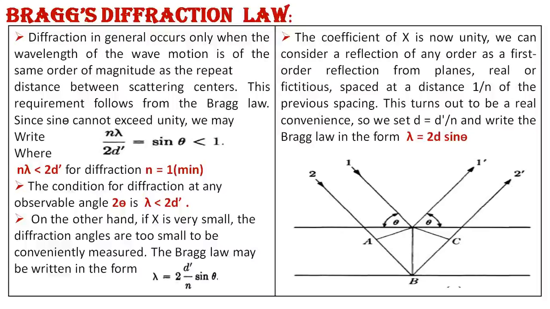On the other hand, if d is very small, the diffraction angles are too small to be conveniently measured. Bragg's law may be written in the form lambda is equal to 2d upon n sin theta. The coefficient of d is now unity. We can consider a reflection of any order as a first order reflection from planes, real or fictitious, spaced at a distance 1 upon n of the previous spacing.